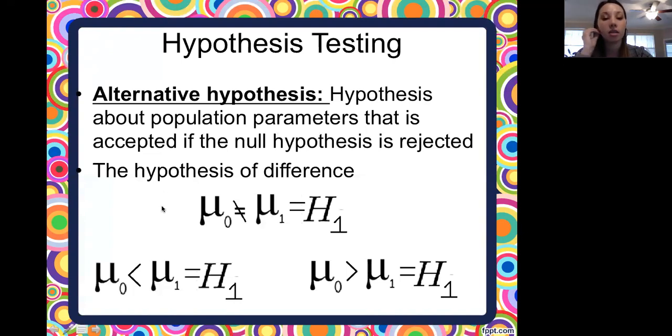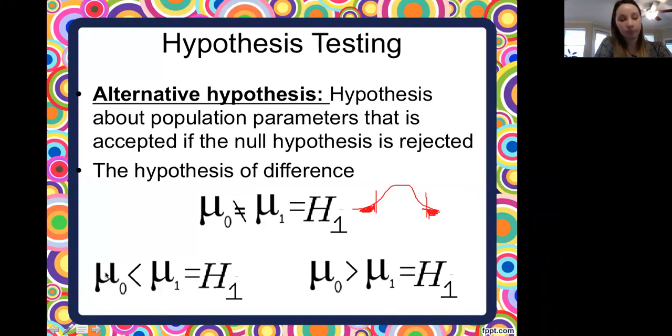So these are the three different ways that you write the alternative hypothesis. This is our two-tailed alternative hypothesis, and it's going to be drawn like this. This alternative hypothesis is interested in both sides of the bell curve. So that's your two-tailed alternative hypothesis.